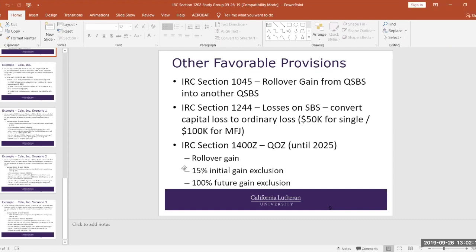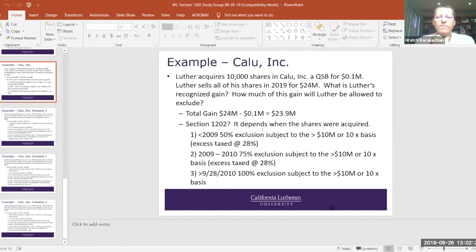Correct. We're over our hour, but let's just spend a minute on an example. Here's an example that would give you an idea of how this 1202 works, assuming all of the other provisions are satisfied. So Luther purchases 10,000 shares in Kalu directly from the company and pays $100,000 for it. And in 2019, he sells it for 24 million. What is the gain and how much of the gain is excluded?